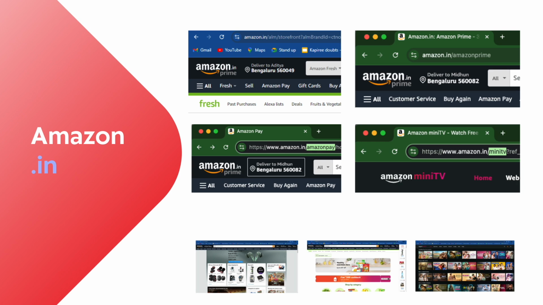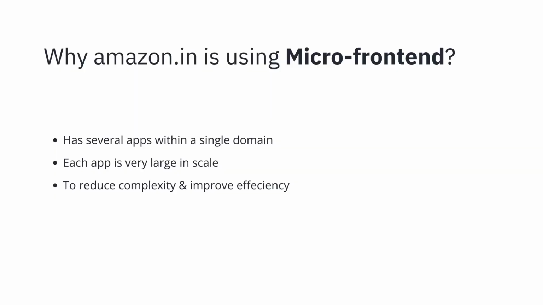So why is amazon.in using micro frontend? Because it has several apps within a single domain. You can see there are a lot of things going on, a lot of complex functionalities for each application. Each app is very large in scale, and to reduce complexity and improve efficiency, it is done like this. So larger companies are adopting micro frontend. This is the main reason: to reduce complexity and improve efficiency.